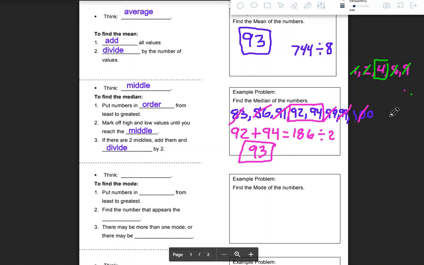That's the median. If there are 2 numbers in the middle, like the last one, you have to add them together and then divide by 2. Okay? That is median. Median is the middle. Mean is average. Median is the middle. All right, let's go on to mode.